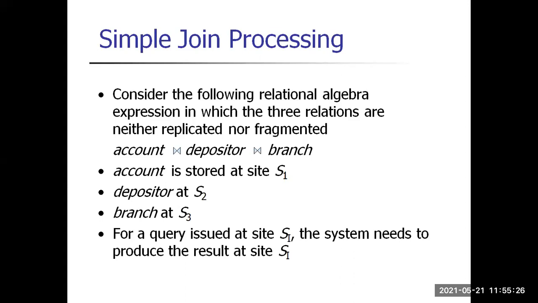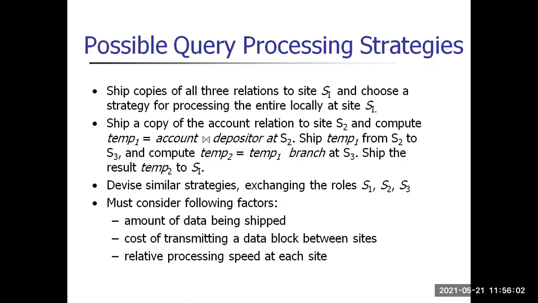For a query issued at site S1, the system needs to produce the result at site S1. So whichever site the query is issued from, the result should be displayed at that site. A query may be issued from S1, and we need to get the data from S2 and S3, but the output will be shown at S1, where the query was generated. The output needs to be reflected at the site from which the query was generated.